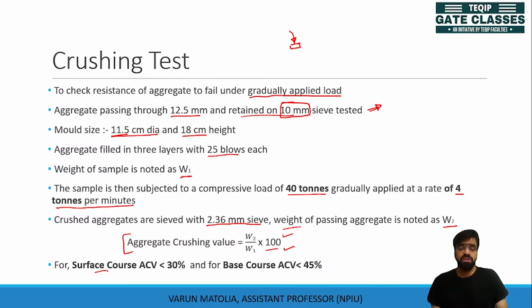For surface course, aggregate crushing value should be less than 30%, means not more than 30% of the aggregate should pass through 2.36 mm sieve after crushing. And for base course, this value should be less than 45%.